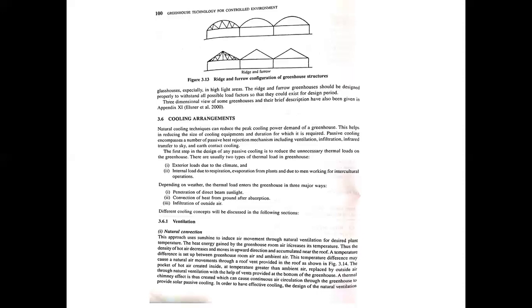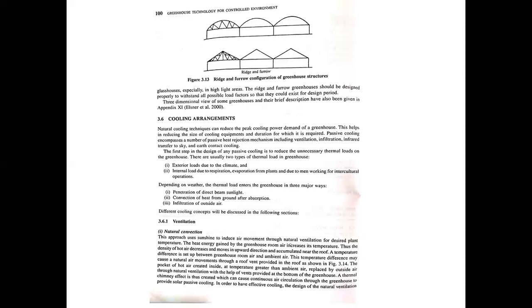This temperature difference may cause natural air movement through a roof vent provided in the roof, as shown in figure 3.14. The pocket of hot air created inside, at a temperature greater than ambient air, is replaced by outside air through natural ventilation with the help of vents provided at the bottom of the greenhouse. A thermal chimney effect is thus created, which can cause continuous air circulation through the greenhouse to provide solar passive cooling.